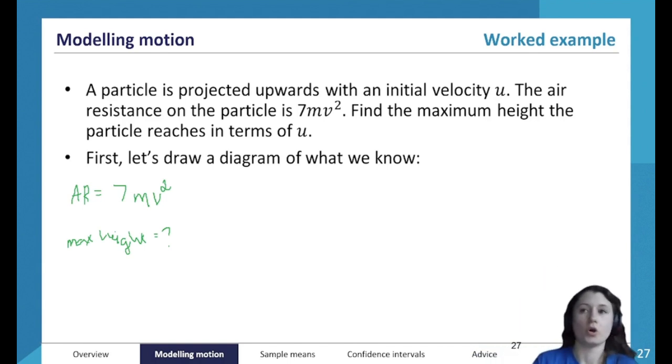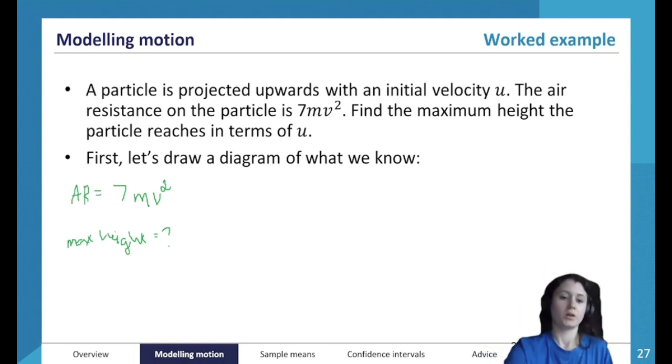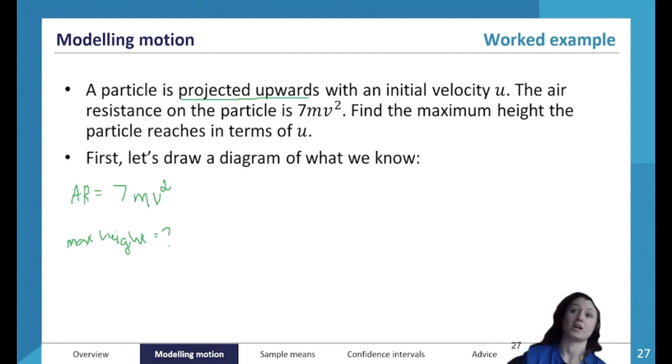So let's go through this, alright? We have a particle being projected upwards. It's being projected upwards. That tells us that all of the force being put in is just acting upwards. We don't have any complicated angles to deal with or anything. Or in other words, the angle of projection is 90 degrees. So that makes things super easy.